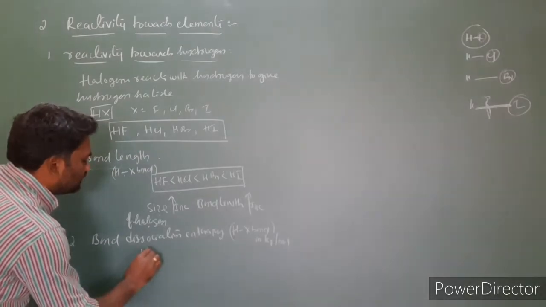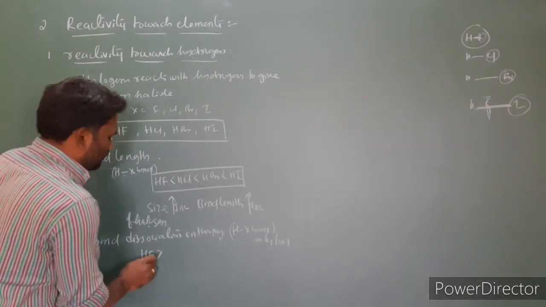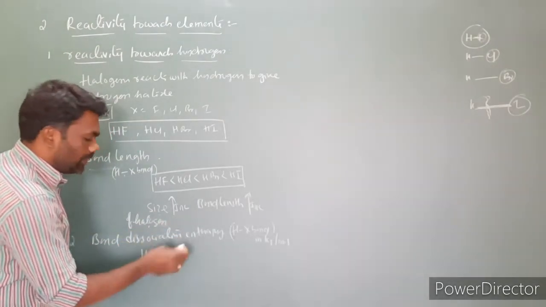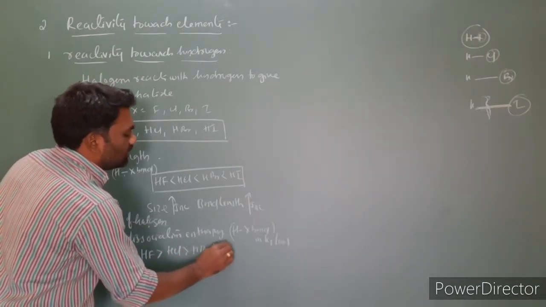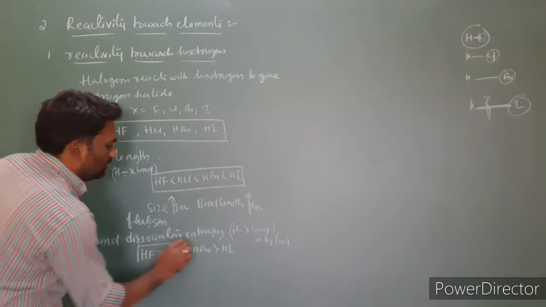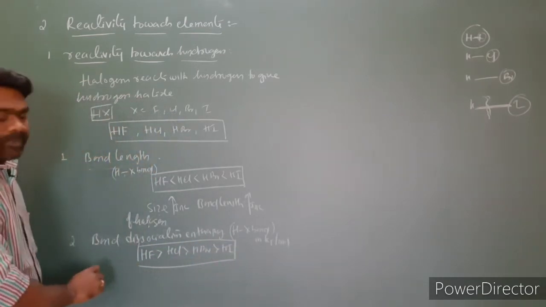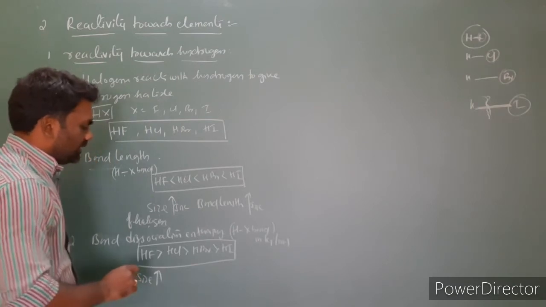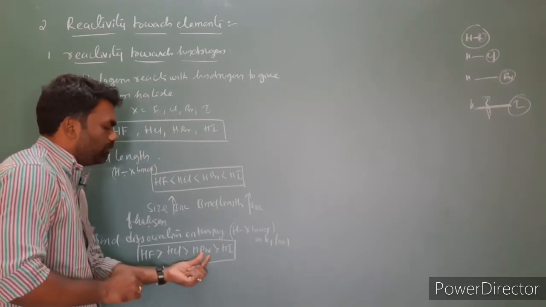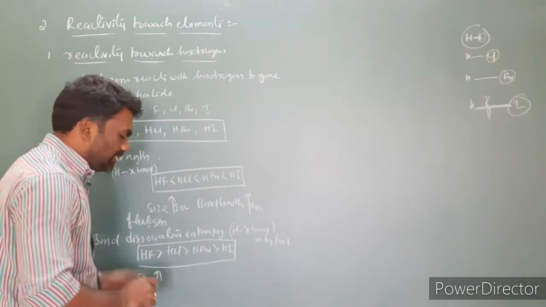So what we can expect is that breaking the HF bond requires more energy when compared to HCl, which is greater than HBr, which is greater than HI. This is the order we can expect. So what is the reason behind it? This depends upon size. Size increases: fluorine to chlorine, chlorine to bromine, bromine to iodine, size increases.